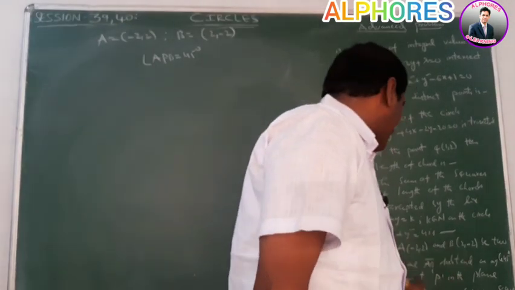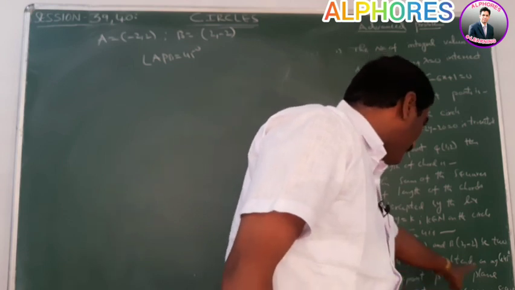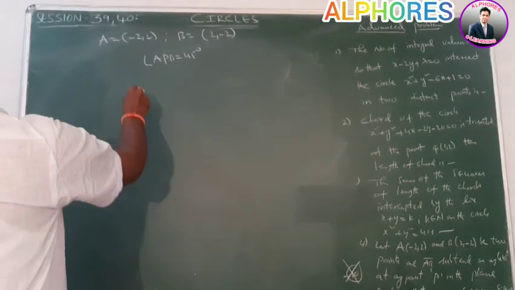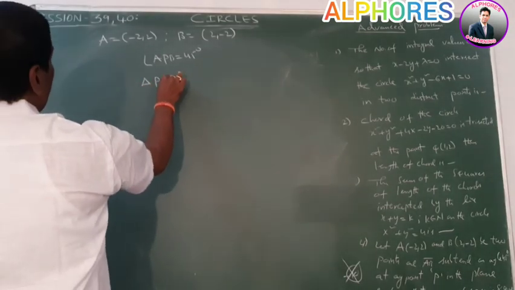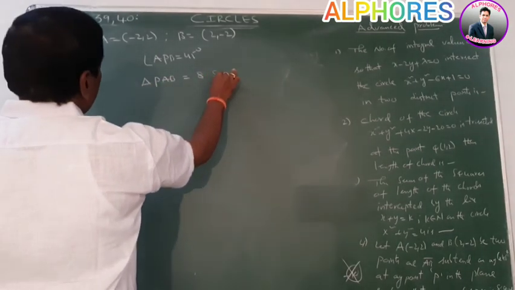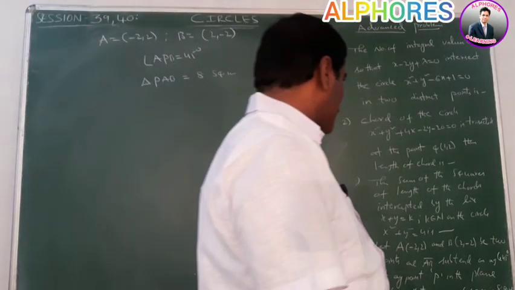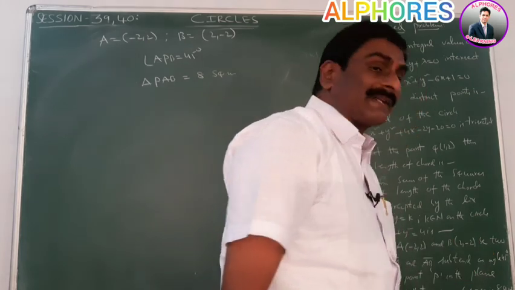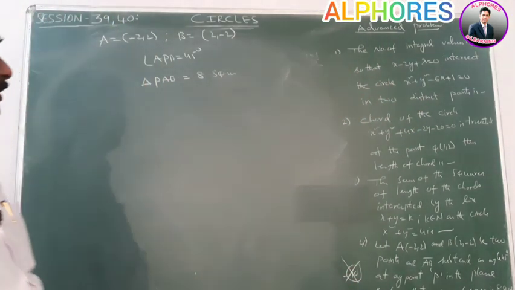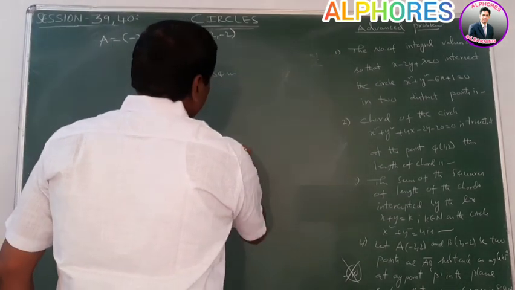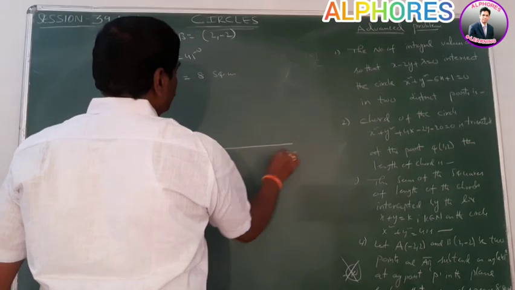And AB subtends an angle 45 degrees at any point P in the plane in such a way that the area of triangle PAB is 8 square units. Area of the triangle PAB is 8 square units. Then the number of possible points of P is dash. Here AB is one of the line segments.